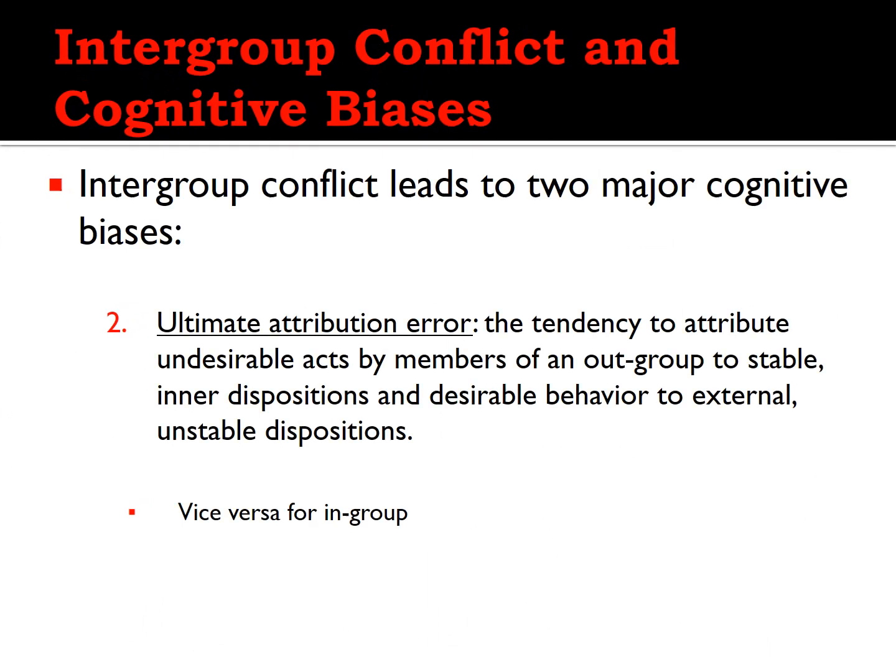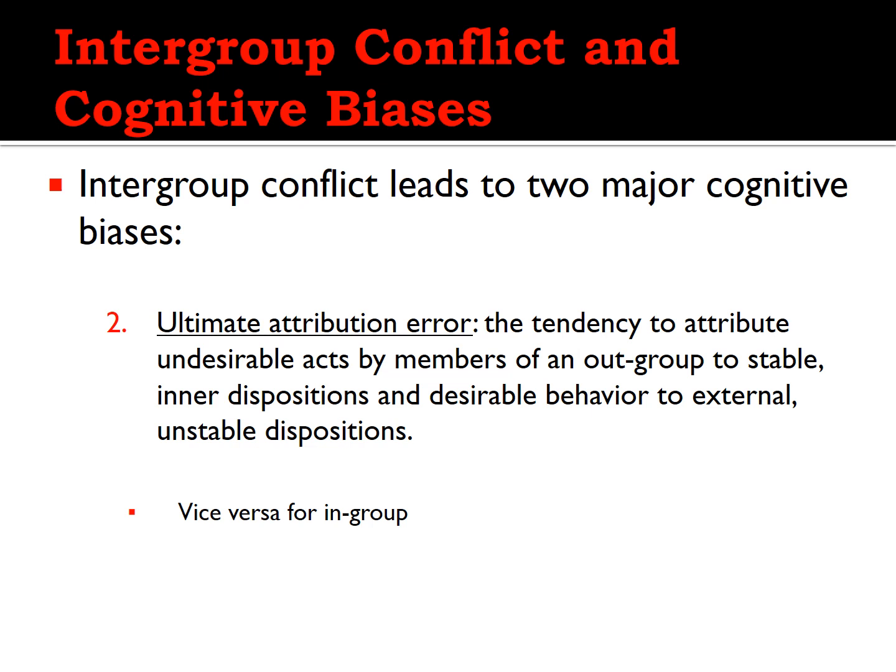Another cognitive bias caused by intergroup conflict is the ultimate attribution error. As you'll hopefully remember, the fundamental attribution error is the tendency to overestimate the importance of personal internal factors and to underestimate situational influences as causes of behavior. The ultimate attribution error is the tendency to attribute undesirable acts by members of an outgroup to stable inner dispositions and desirable behavior to external unstable dispositions. The opposite happens for in-groups, where people attribute desired acts by in-group members to stable inner dispositions and undesirable behavior by in-group members to external unstable dispositions.